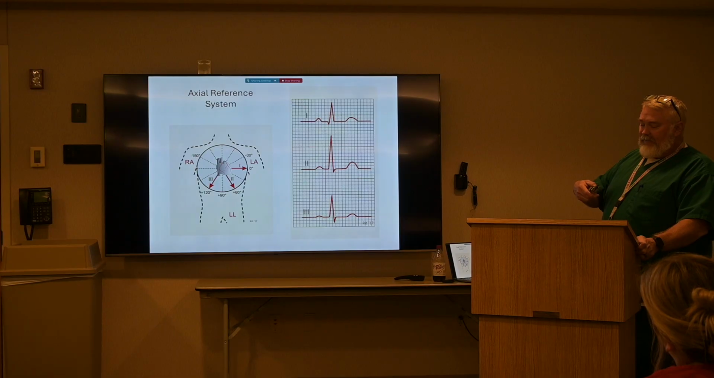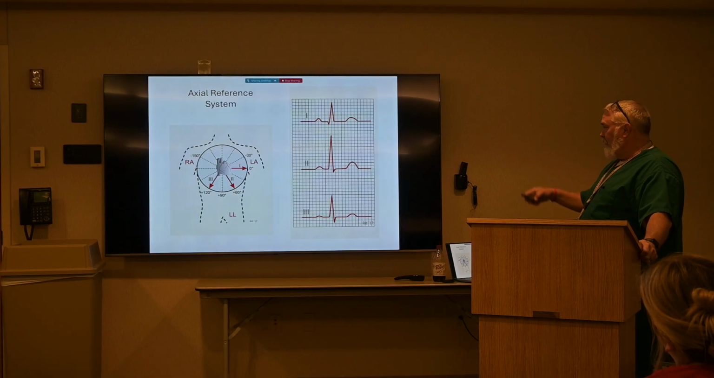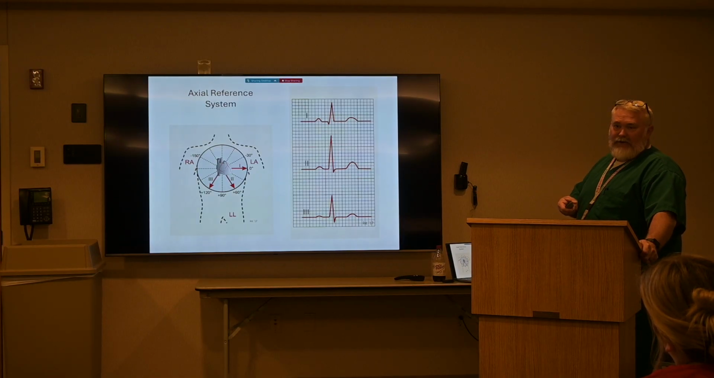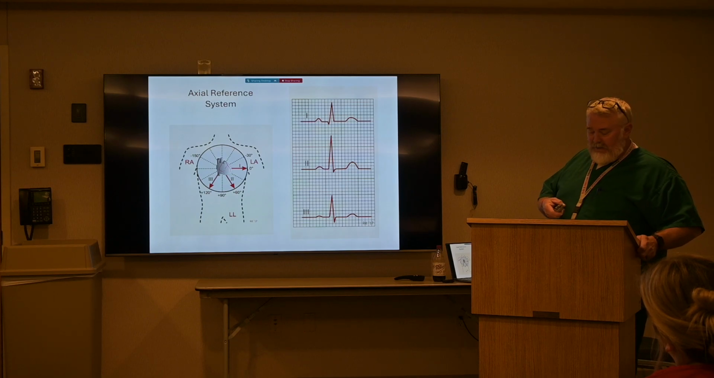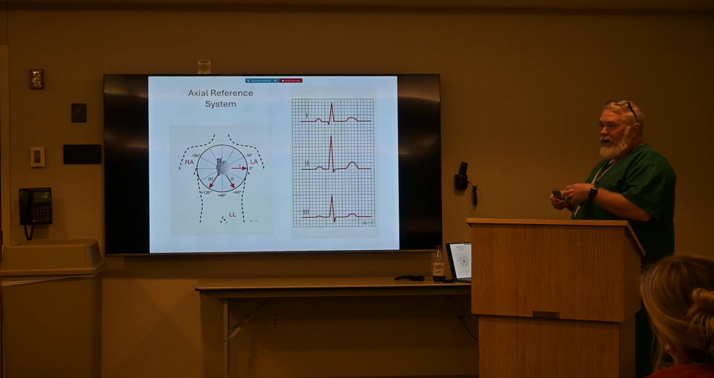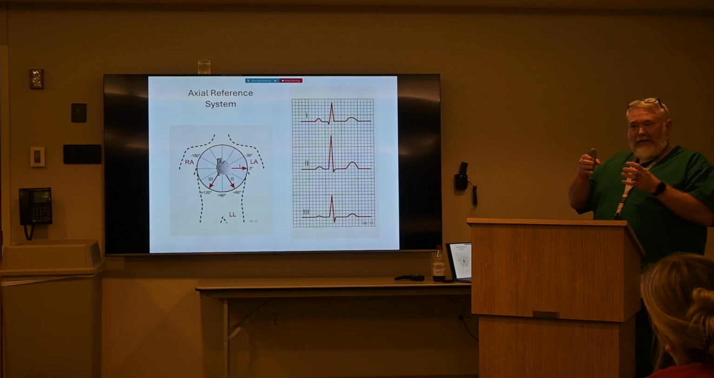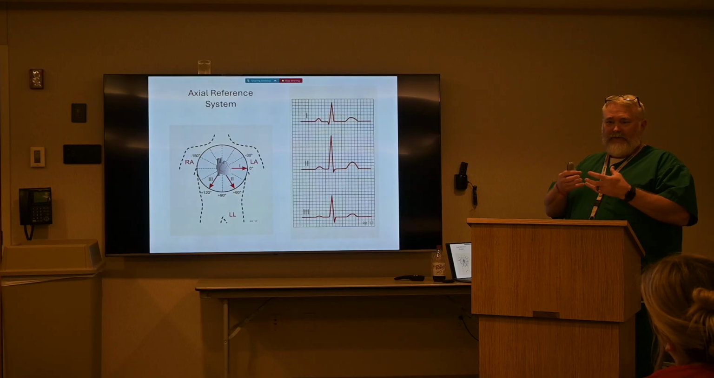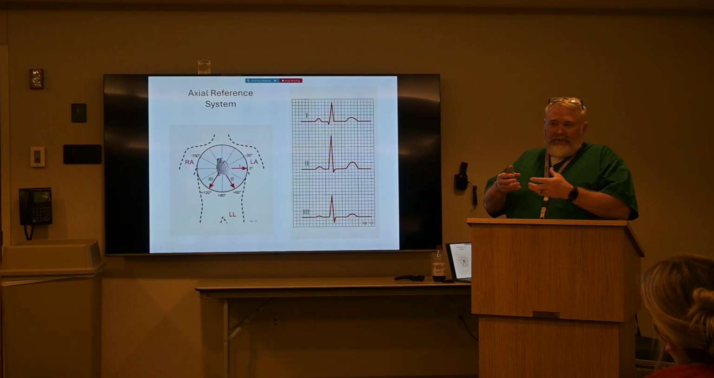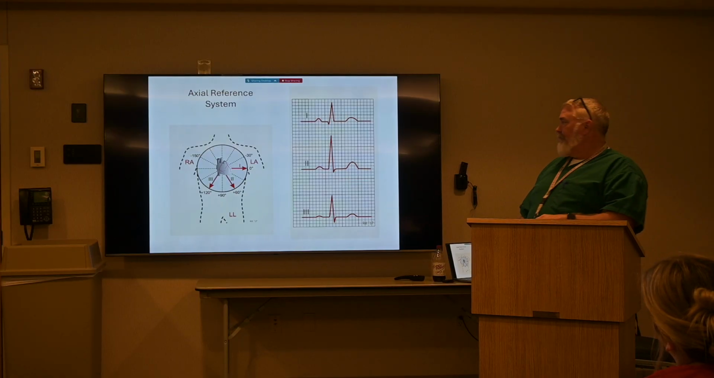A left axis deviation is anything less than minus 30 degrees. Right axis deviation is anything greater than plus 90 degrees. And typically, the heart has a downward and slightly left axis deviation because the left ventricle is the largest part of the organ. So it just has the tendency to kind of pull that way.